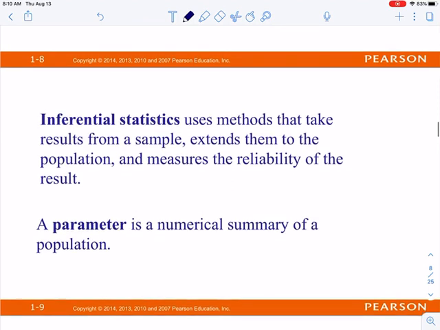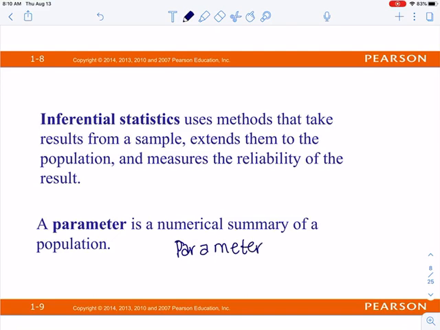Inferential statistics uses methods that take results from a sample and extends them to the population and measures the reliability of the result. A parameter is the numerical summary of a population. So anytime that you see population, you should think parameter. The word parameter starts with P, and so does the word population. So statistics, sample, S S. Parameter, population, P P.